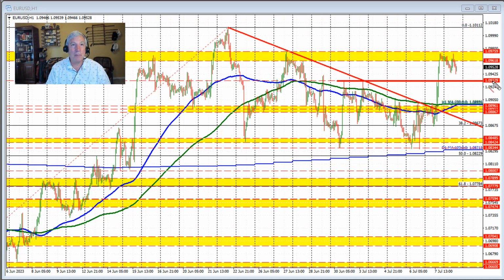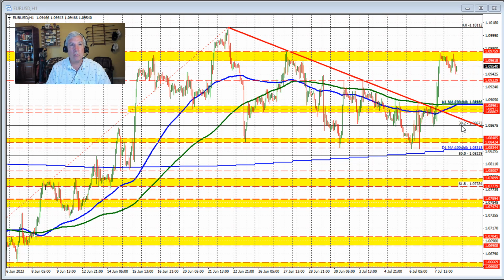Now we need to get below this level right here, but I would expect that that level would be a tough nut to crack on the downside for the euro versus US dollar. So if we head down toward that level, perhaps look for some support buyers. It's the last chance for the buyers to stick their nose in the water and potentially take the price back to and through this high.